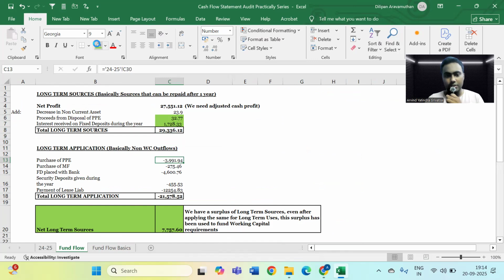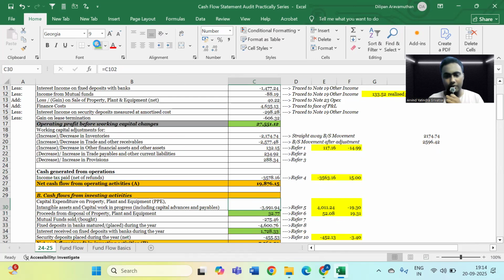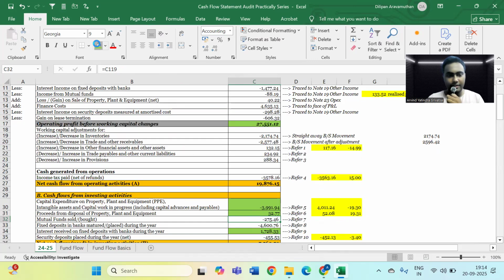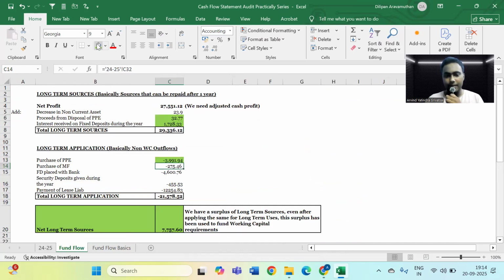business expansion. So if I come here, 399.1.94, which I've taken here again. Next, purchase of mutual funds, 275.46. Again, these mutual funds are a long-term application because I'm using the funds which I've received from my long-term sources for the purpose of investment, because on mutual funds, I will be receiving dividend as an income on the mutual funds when the funds pay out dividend. So it is again a long-term application of the funds.